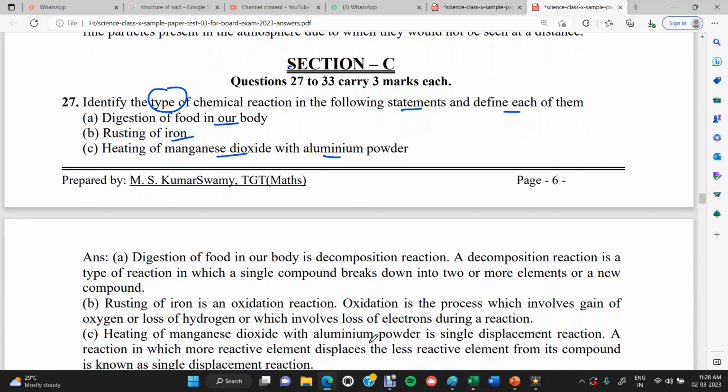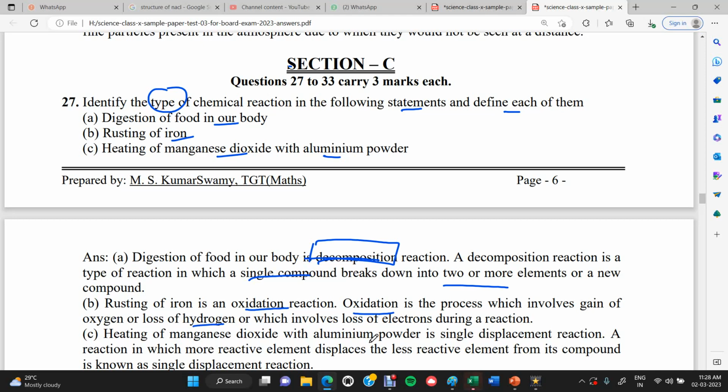Decomposition reaction: breaking down of larger particles into smaller particles. So we are eating food in the form of rice or something, but that has been broken down. So it's a decomposition reaction, right? A single compound breaks down into two or more elements. And rusting of iron is nothing but an oxidation reaction. We know that already. It denotes gain of electrons or loss of hydrogen.